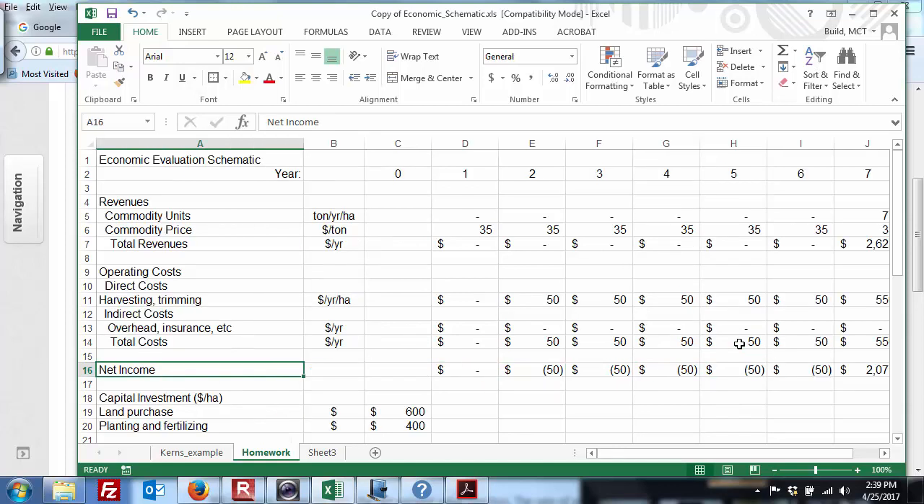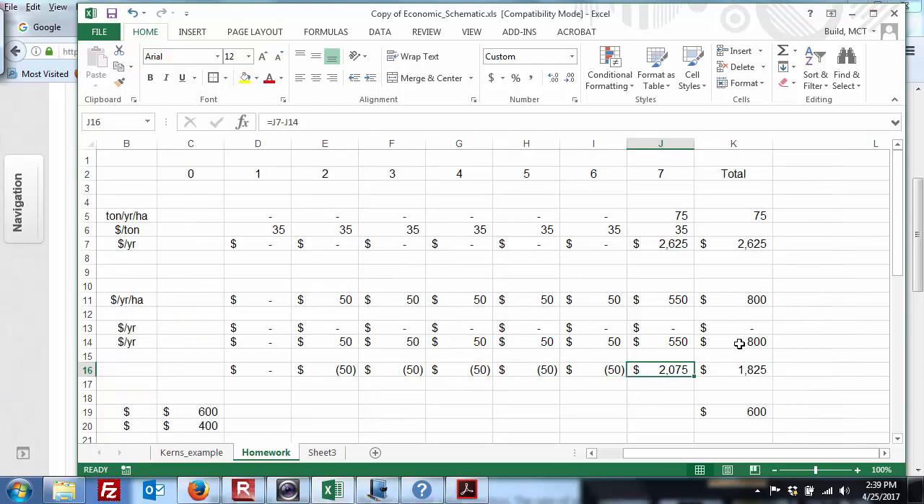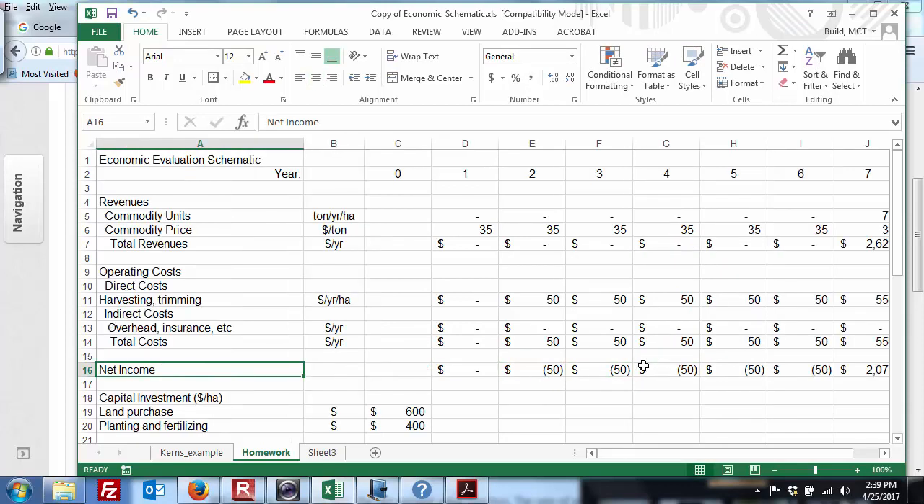And then net income. Nothing the first year. I'm spending 50, spending 50, spending 50, spending 50, spending 50. But then finally in year 7, when I do my harvest, that's my income minus my costs. So 2,075. This is net income per hectare.